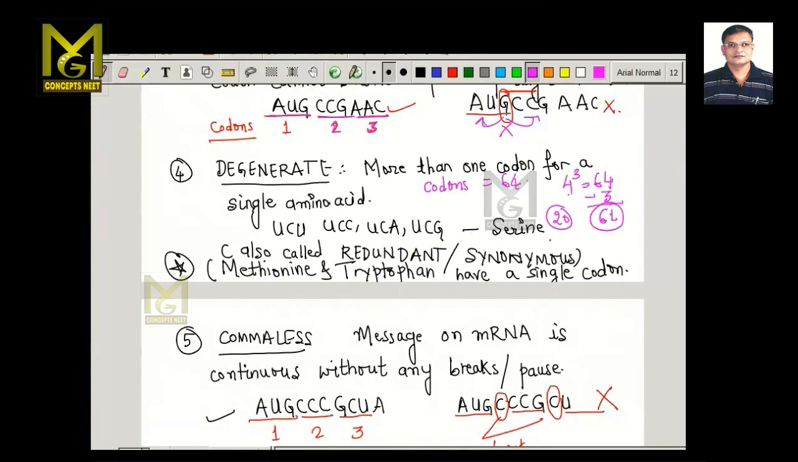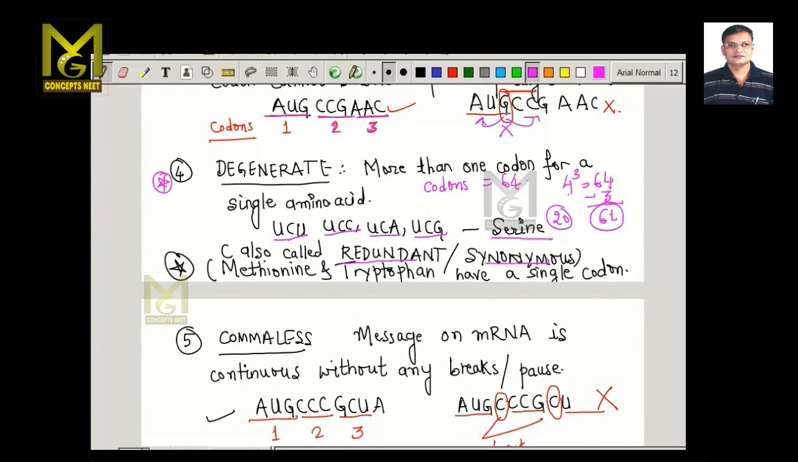For example, serine, this is the amino acid, and it is coded by these 4 codons. What are those codons? UCU is the first codon, UCC is the second codon, UCA is the third codon, UCG is the fourth codon. Being coded by more than one codon, we call this degenerate, or it is also referred to as redundant or synonymous. Please remember this. This is usually asked in the NEET examination.